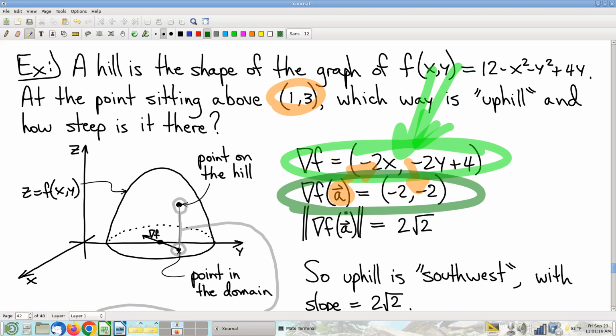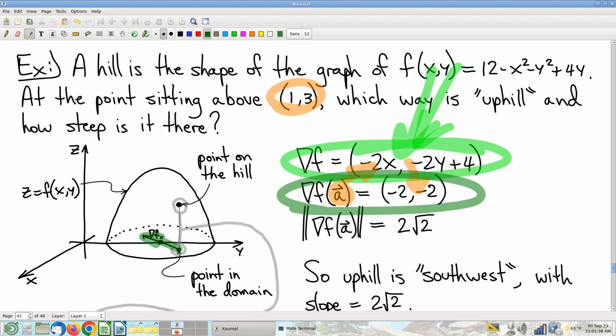There is the direction of steepest descent. And you'll notice, from this drawing I've got here anyway, that it is pointing into the hill. So again, it's pointing in the domain, right?